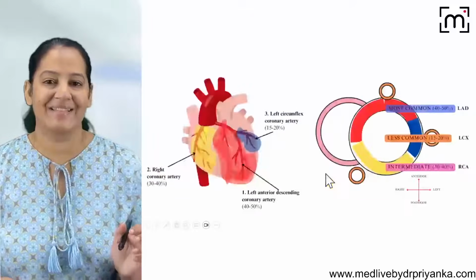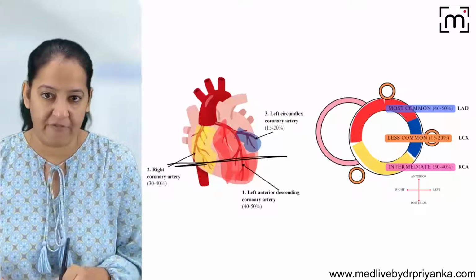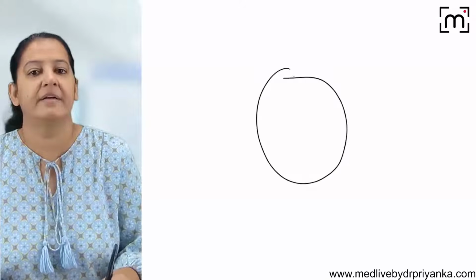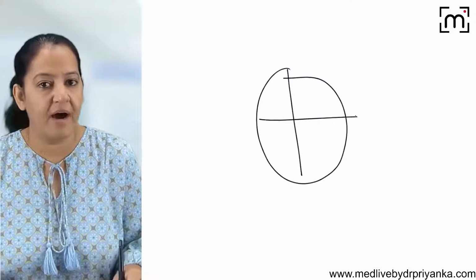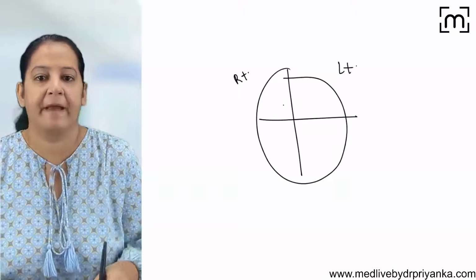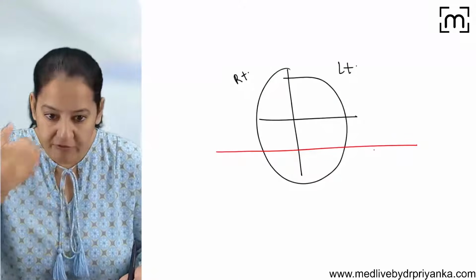So you can see this is the heart. If I'm cutting the heart from here and looking from above, you can see this is the heart. These are the 4 chambers in the heart. This is the right side. This is the left side. And I am cutting the heart from here and looking from above.